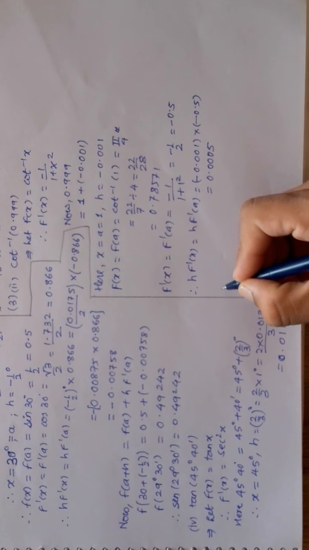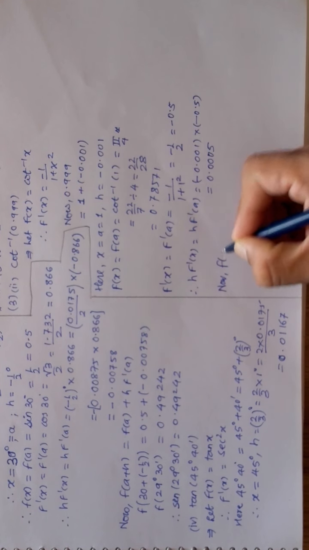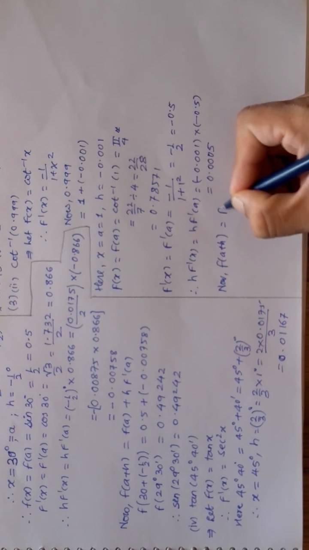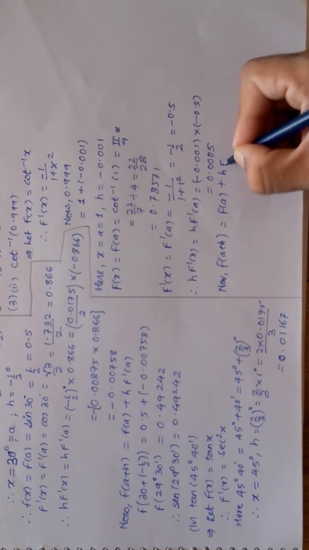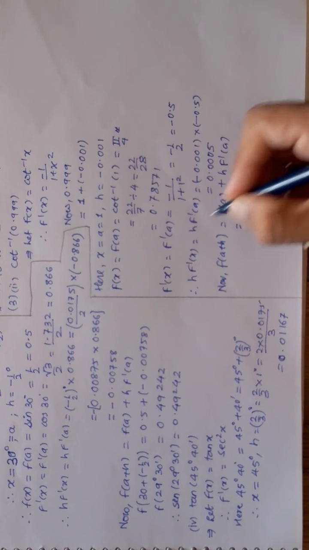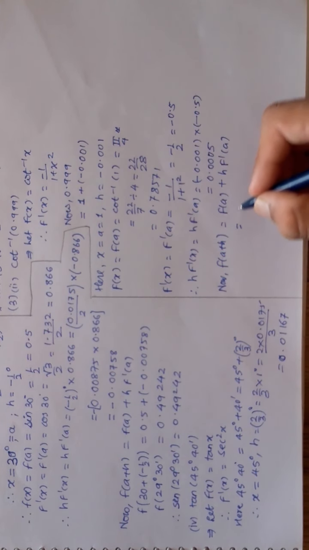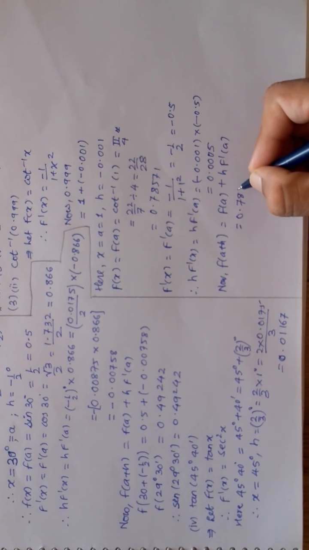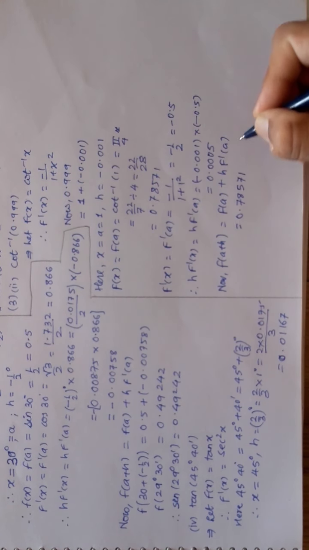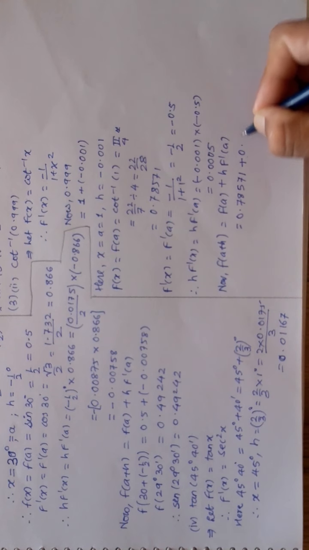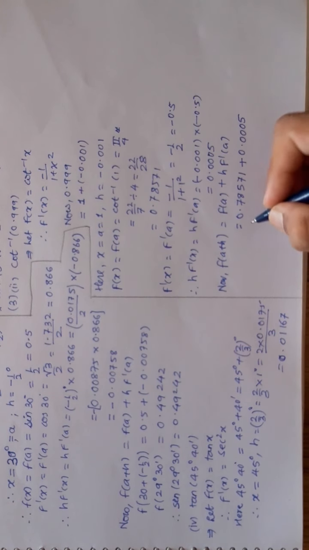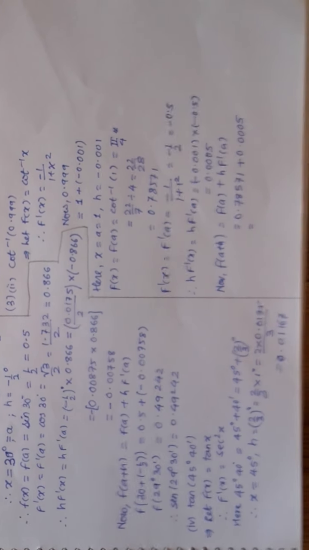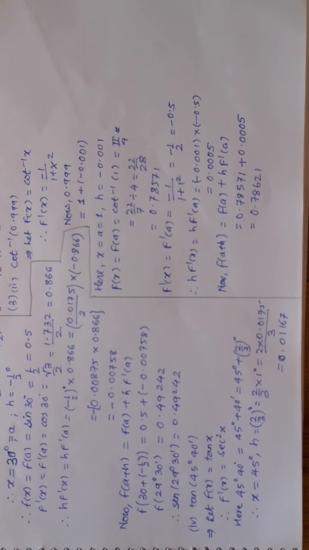So now function of a plus h is equal to function of a plus h into derivative of a. Function of a you have found out to be 0.78571, plus 0.0005. This addition will yield you 0.78621. I hope you have understood. Let us go to another type.